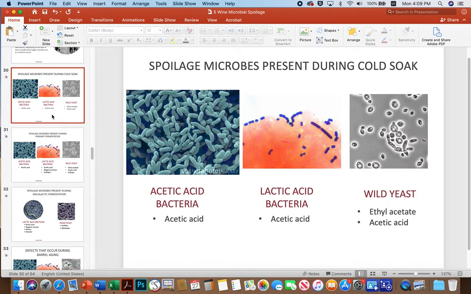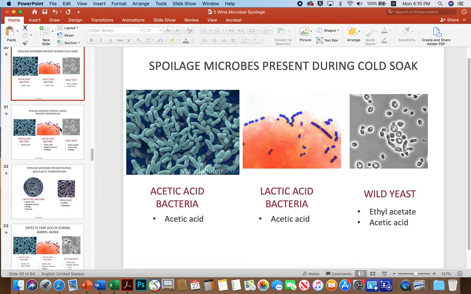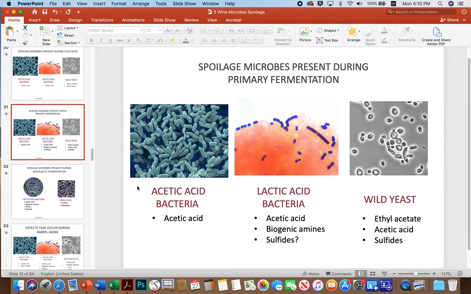So here are some of the spoilage microbes present during a cold soak, like acetic acid bacteria, lactic acid bacteria, and wild yeast. You don't see a huge diversity of chemicals because things are just starting. The spoilage microbes present during primary become a little bit more diverse. And so again, we still have the possibility of acetic acid bacteria because these are aerobic organisms, and there might be a little bit of oxygen left over that other microbes haven't consumed.